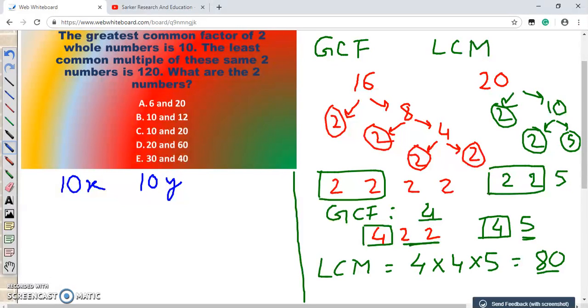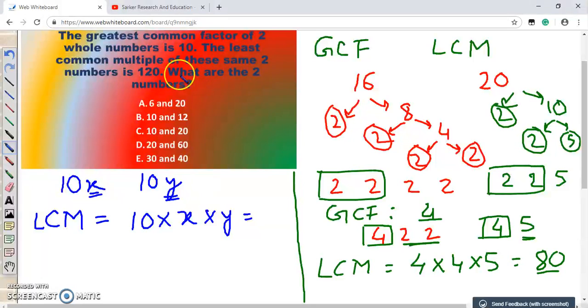There are only two numbers here. Now I will have to find the LCM. So how am I going to find the LCM? The LCM will be the GCF, that is 10, times whatever is left here, which is x, and whatever is left here, which is y, and that has been given as 120.